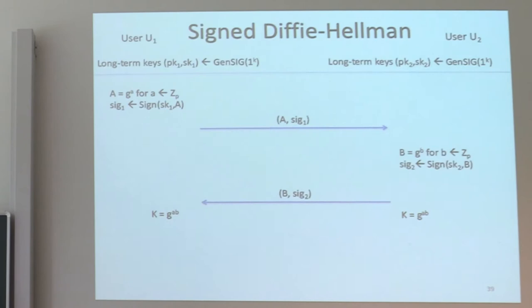So very quickly, here's the signed Diffie-Hellman protocol. User U1 has a long-term key pair, which is the key pair for a signature scheme, U2 as well. User U1 here picks some exponent a, computes g to the a, this gives us some message A, this message is signed and sent over to the other user. User U2 responds accordingly, and the key of course is g to the ab, okay, the Diffie-Hellman key.